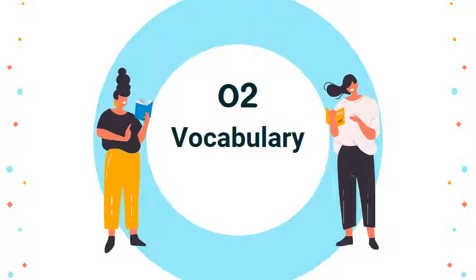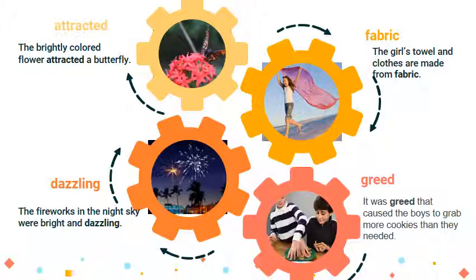So now that we have finished the phonics, it's time to move to the vocabulary part of our new lesson. The first word is attracted. The brightly colored flower attracted a butterfly. So the flower let the butterfly come closer to it, so it attracted it. It took her attention. So when you attract something, you take the attention of something.